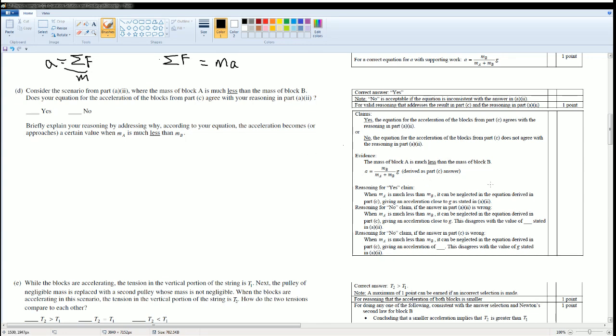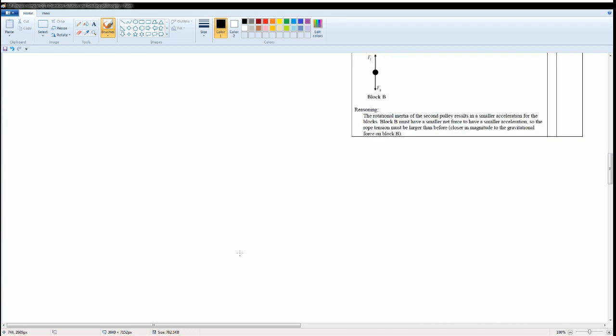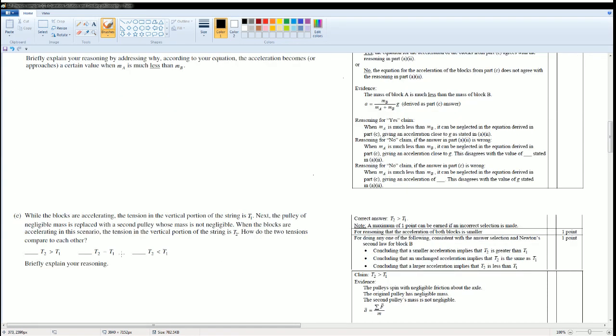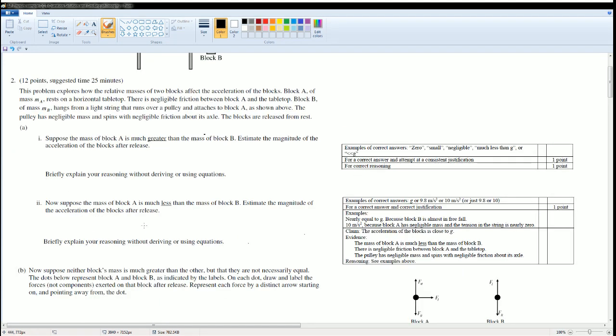Same thing with E. Even if you select the correct one and you did not give a reason, they do not give you a point. But let's say you select the wrong one, you could still earn a point by demonstrating some physics. Every single one of these questions asks you to briefly explain, briefly explain, briefly explain. You have to understand the core concept or idea to justify the mathematics.